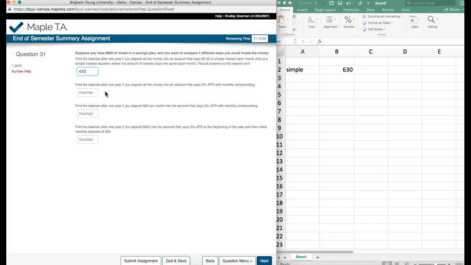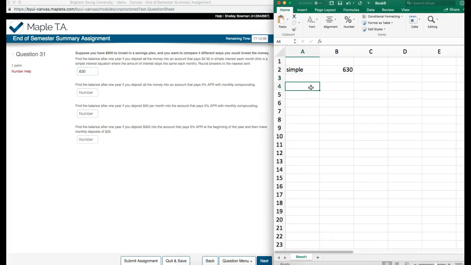The next one says, find the balance after 1 year if you deposit all the money into an account that pays 5% APR with monthly compounding. So we'll just put it in the second one. So this is a negative future value, and our rate is 5%. So I'm going to change this to 0.05, divide it by 12, and number of periods, we're still at 1 year, so I'm just going to do 12.